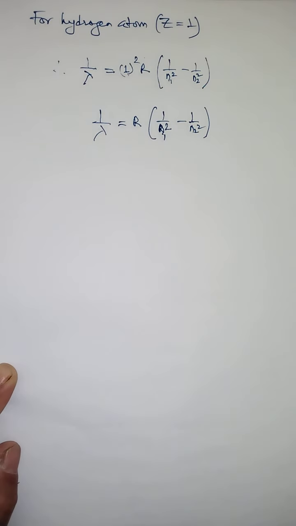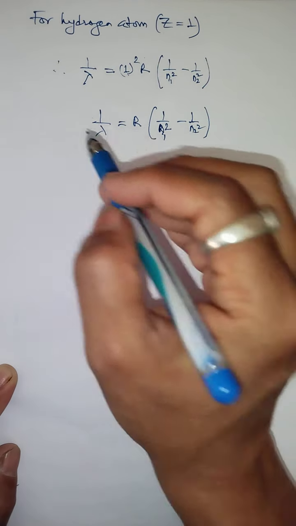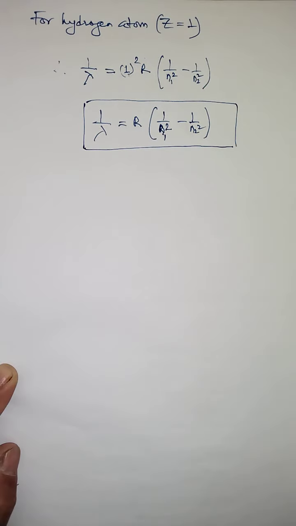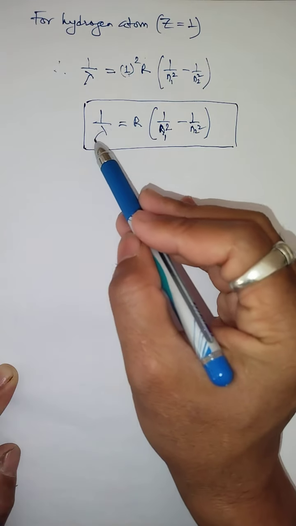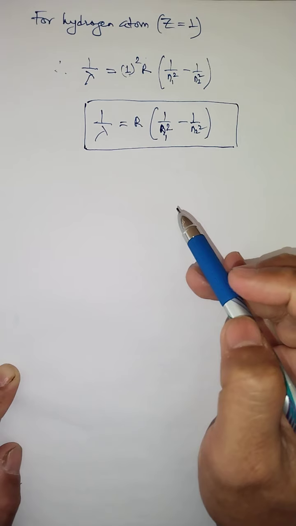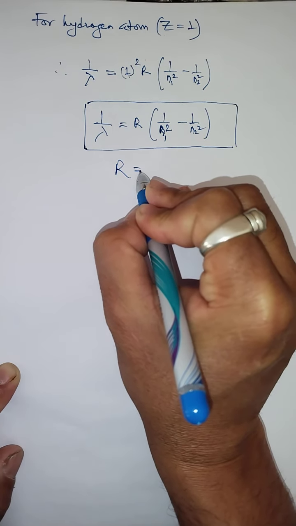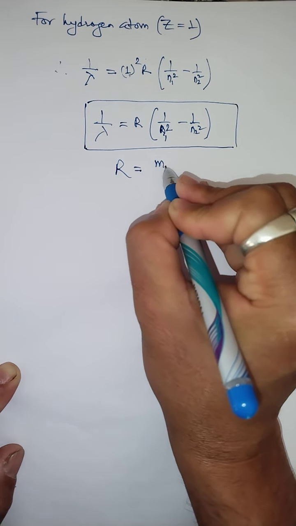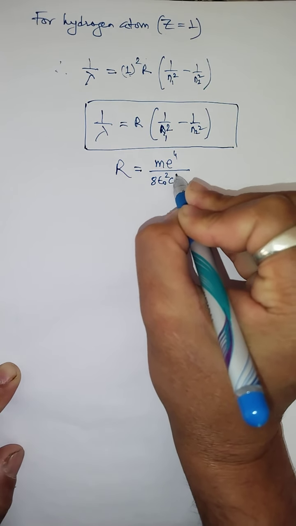This is with what constant? Rydberg constant. Yes. So look at it. This is the correct relation that measures the wavelength of emitted radiation for hydrogen atom in terms of Rydberg constant. 1 by lambda equals R bracket 1 by n1 square minus 1 by n2 square. But here the value of R can also be calculated. Now the value of R, the Rydberg constant, as I said, is given by m e to the power 4 by 8 epsilon naught square C h cube.